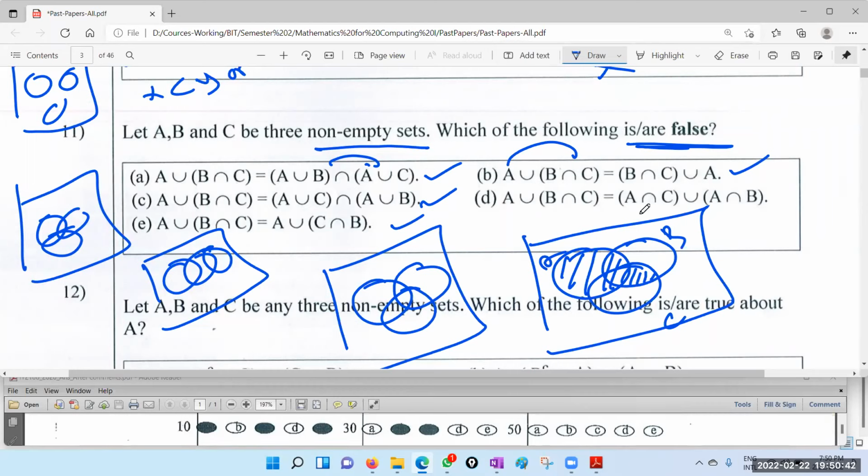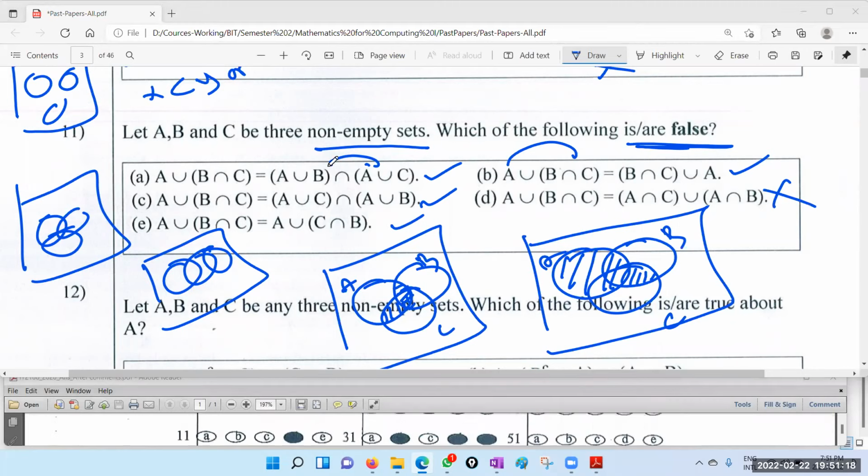Now let's double check this one. A intersection C, you have to have the same place, A, B, C. A intersection C is this area. Union A intersection B is this area. Okay, so this is not going to be the same as this one. So therefore this is false. We already found that this is false for this scenario, so the answer must be D. 11D. Yes, the answer must be D.